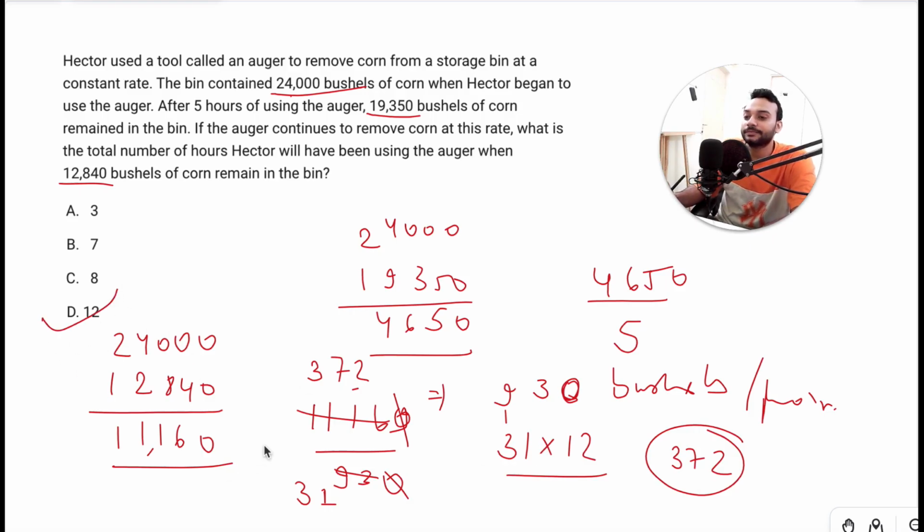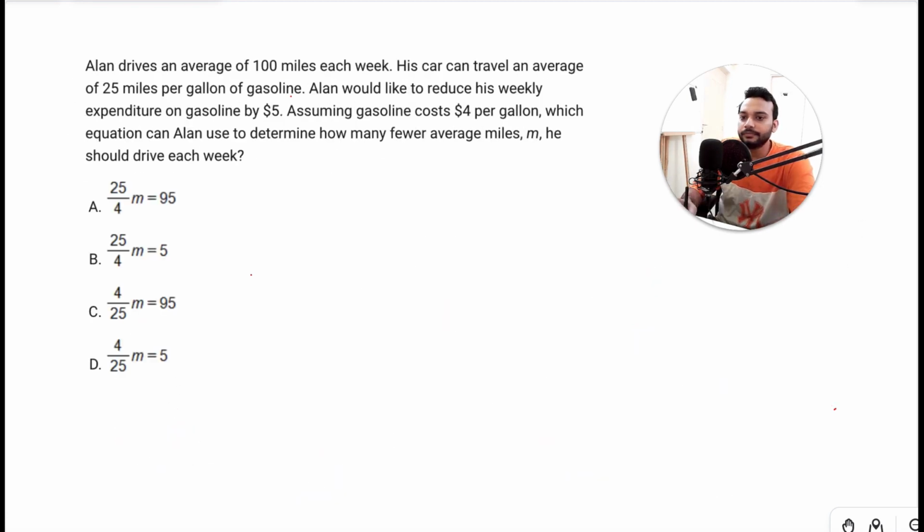Option D. So in 12 hours, 11,160 bushels got removed from the bin, so 12,840 remain in the bin, just like the question asked. It's just having too many calculations in this question. You can use a calculator directly to solve this in a faster way. I just wanted to show you each step here, that's why I took this much time to do the calculations. Okay, let's go for the next one.